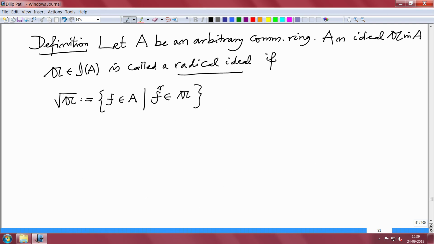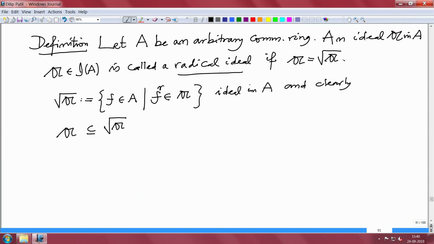All right. So, first of all one checks that this is an ideal in A, and also clearly this radical is a bigger ideal. A is contained in the root of A. One calls it the root of the ideal A or the radical of A. So, when do you call it a radical ideal? If A equals root of A. Now, what does this mean?